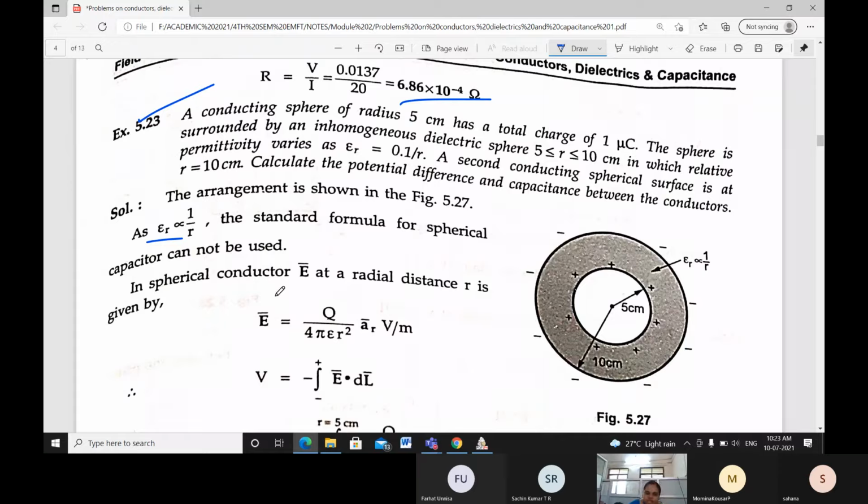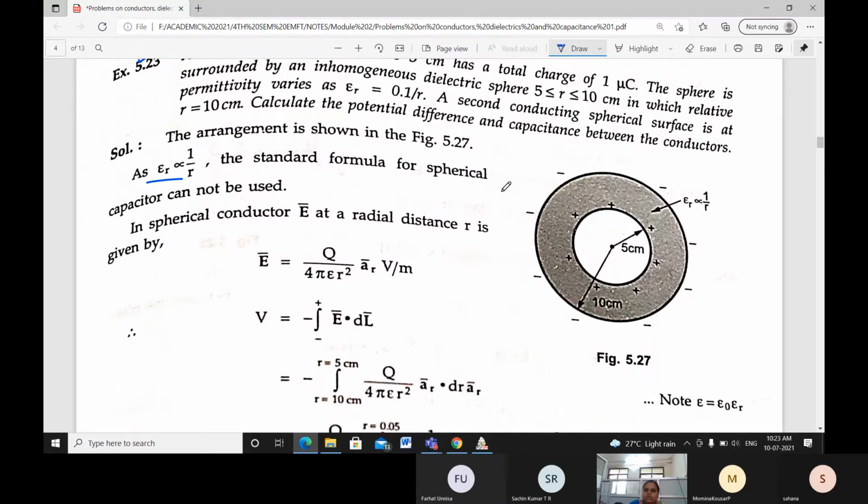Then in spherical conductors, E at a radial distance of R is going to be what? It's a basic formula, that is E is going to be Q divided by 4 pi epsilon into R square into a_R volts per meter. Then what is the potential difference? We know, that is V is going to be minus, negative to positive, means in this case from charges how it is going to be.